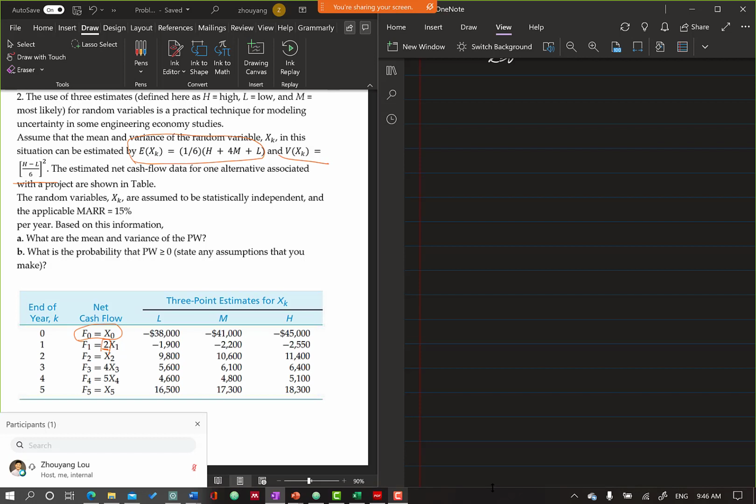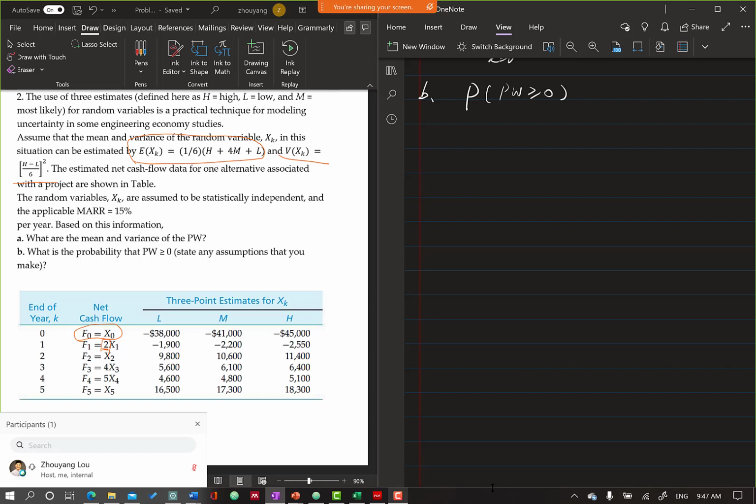Then let's look at the second one. So it's asking what's the probability that the present worth will be greater than or equal to 0. So let's first write down the notation, when the present worth is greater than 0.